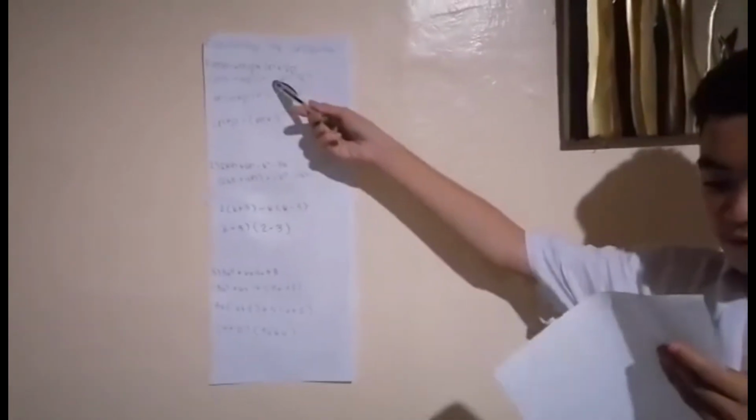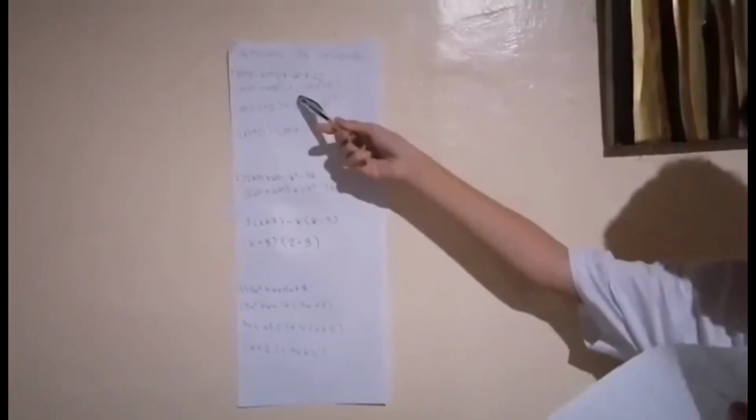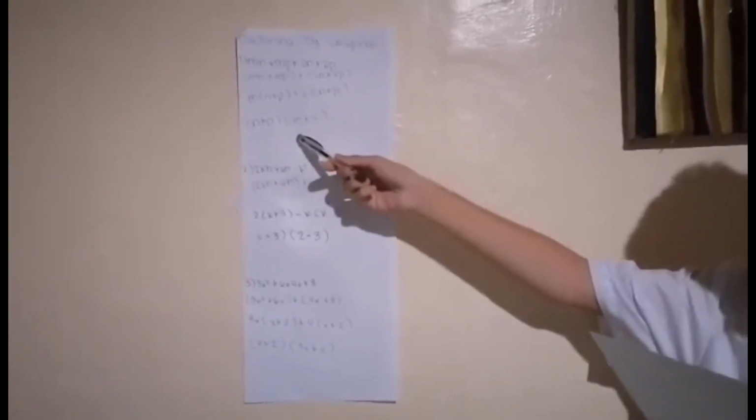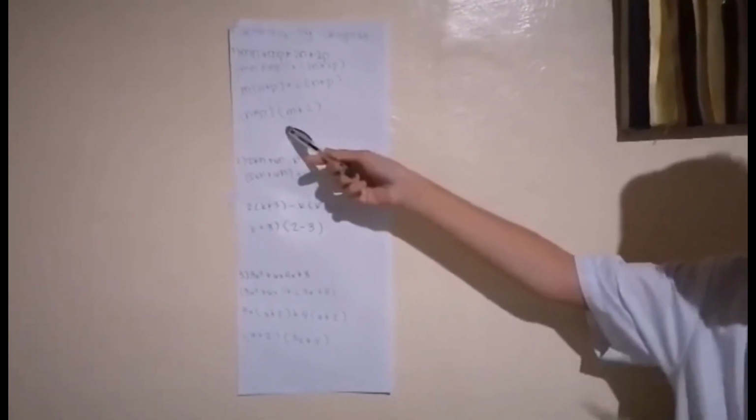So we are doing factoring by grouping. Step 1. Group the first terms. Step 2. Factor out a GCF. Step 3. Factor out the common binomial.